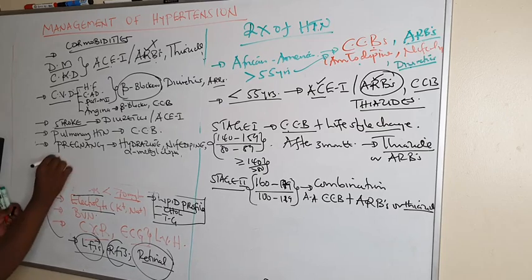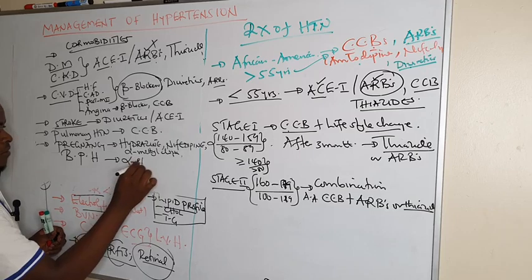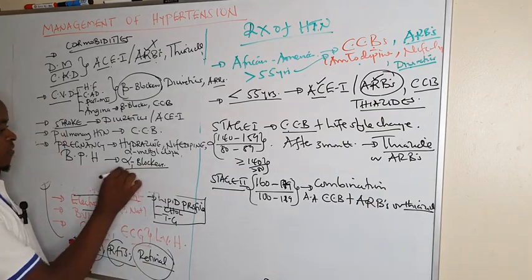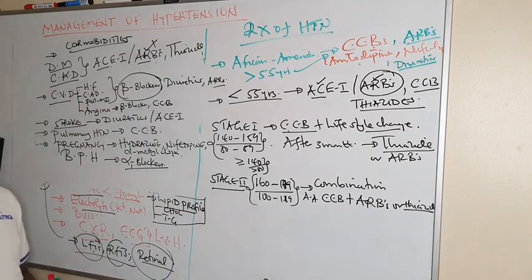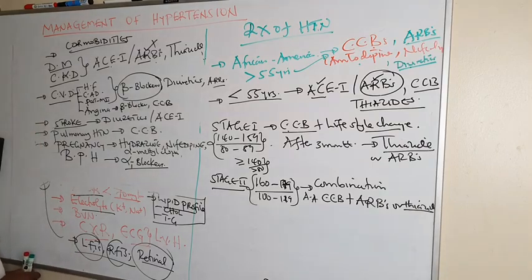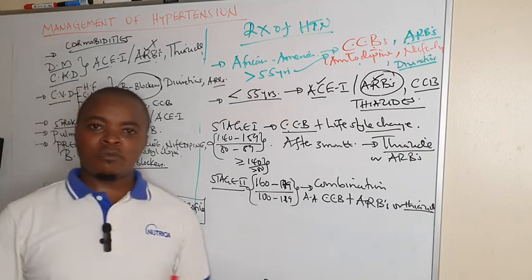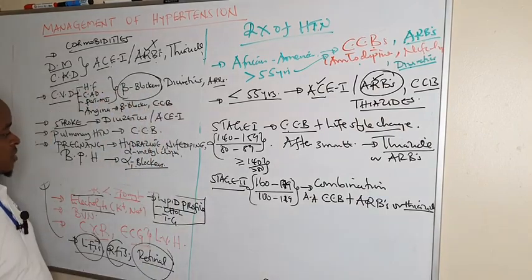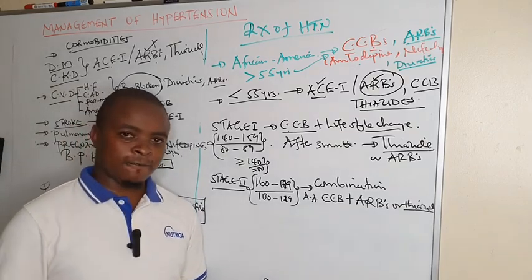Then, if patients have benign prostatic hyperplasia, the first-line treatment is alpha blockers, prazosin and terazosin. Alpha-1 blockers, that is terazosin and prazosin, are the drug of choice because they have ability to reduce hypertension. At the same time, they also reduce the swelling of the prostate gland. So that's why in benign prostatic hyperplasia we prefer alpha-1 blockers, though they have the adverse effect of orthostatic hypotension. That is their problem, but these are the drugs of choice. So this is what we can discuss with you in this video.